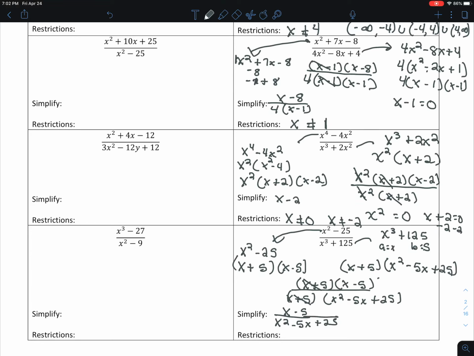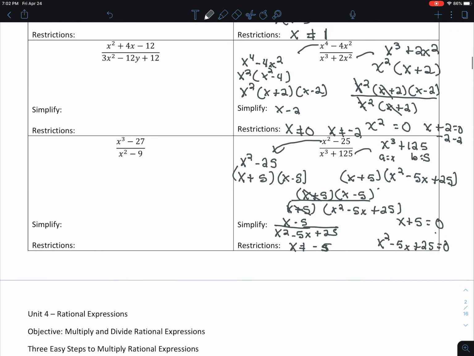What's my restriction? My restriction would be x plus 5 equals 0, and x squared minus 5x plus 25 equals 0. So I know the first one, my restriction is x is not equal to negative 5. The second one, I just know from experience that this has imaginary answers. So we don't look at imaginary answers when we're doing this, so my restriction would simply be x cannot equal negative 5.